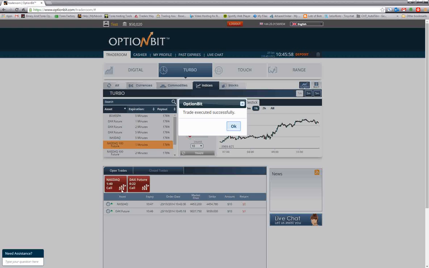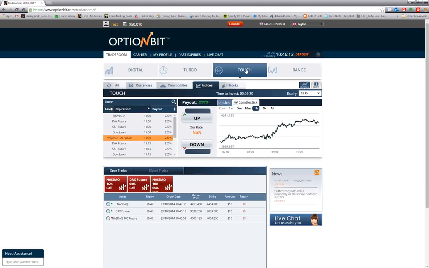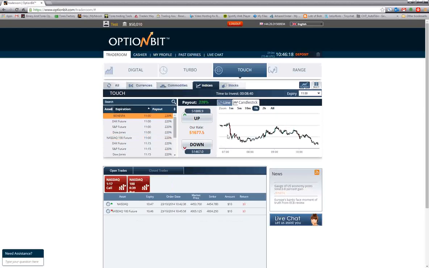That's kind of nice because you can see exactly what your trades are doing right here. And I kind of like the red and the green. You don't even have to look down here to see, even though your return drops to 0 on them. I'm doing great today. Kind of nice. Let's try touch. And we're going to touch on an index. Okay, so up, down. Payouts 220%, which is 120%.